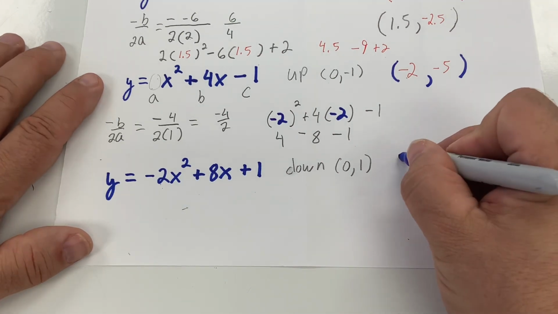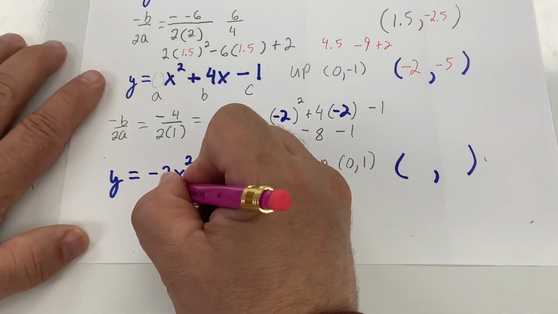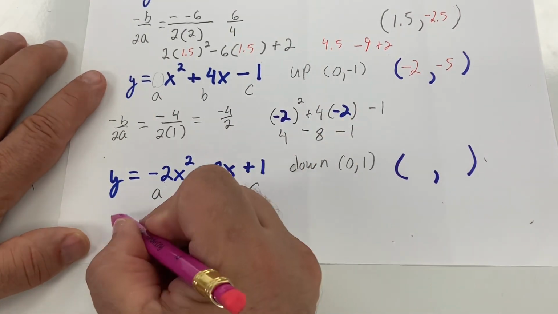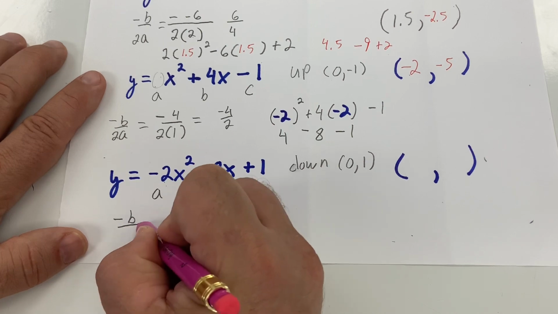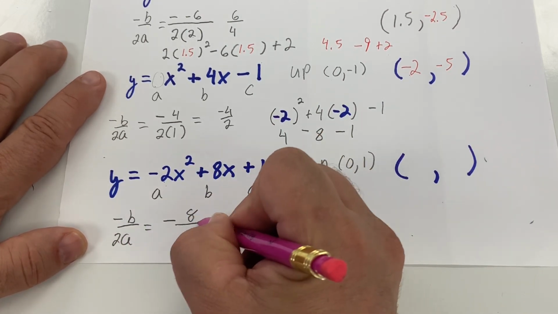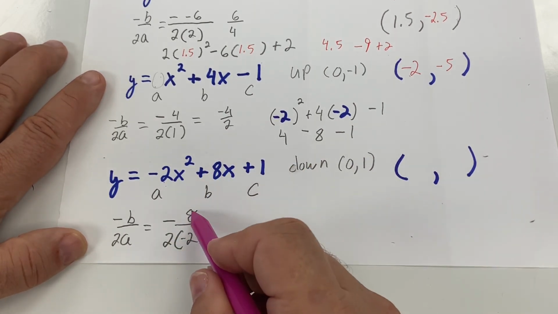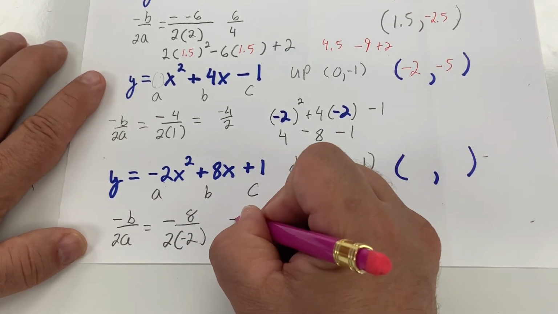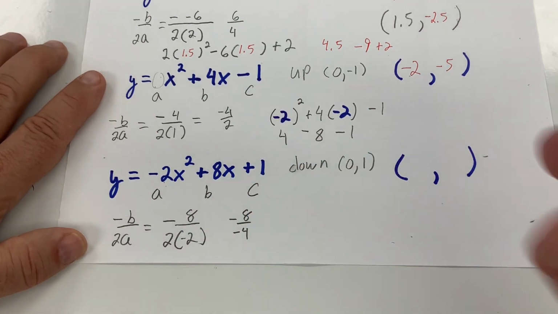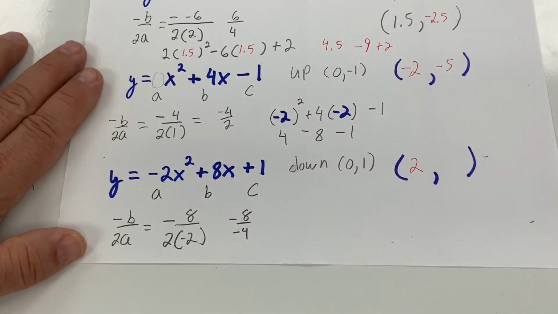To find my vertex, I have to do negative b over 2a. So a is negative 2, b is 8, and c is 1. Negative b over 2a is going to equal negative 8 over 2 times negative 2. So that's going to give me negative 8 over negative 4. That means my x value, my axis of symmetry, is going to be positive 2.